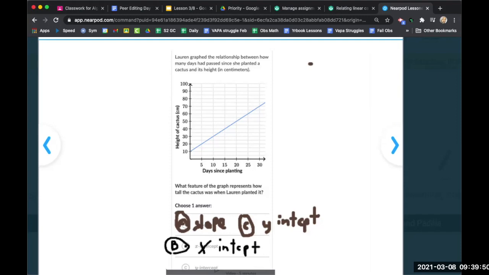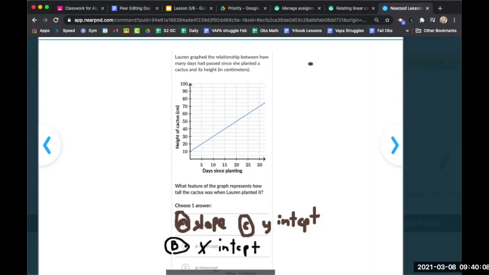So what's going on at 0? At 0, no days have passed and it's already 10 centimeters high. Now, why is that? Well, because the cactus had some height. It was small, 10 centimeters high, but it was a little baby cactus right here. And that's what it looked like when it got planted.